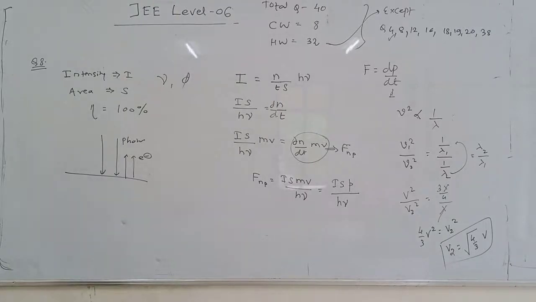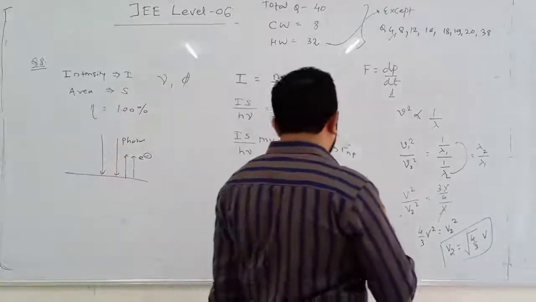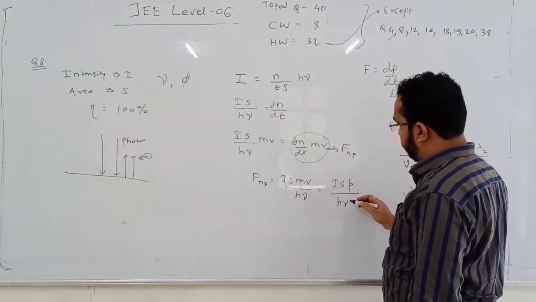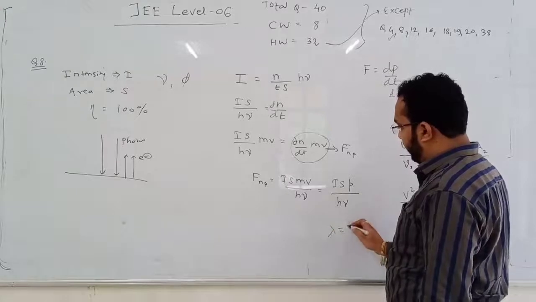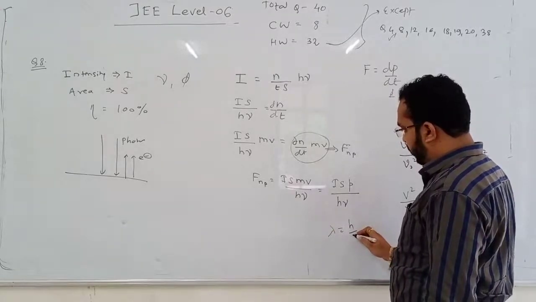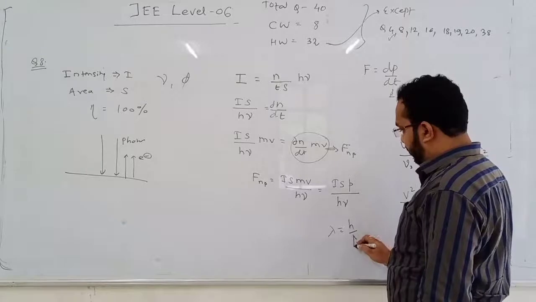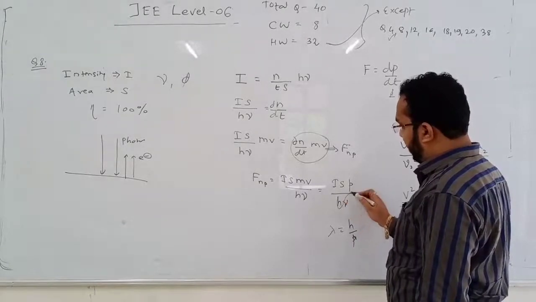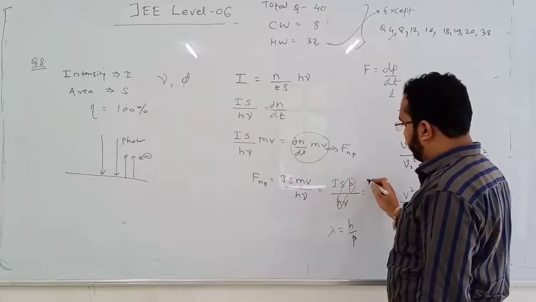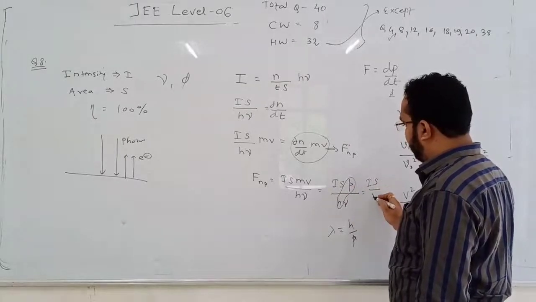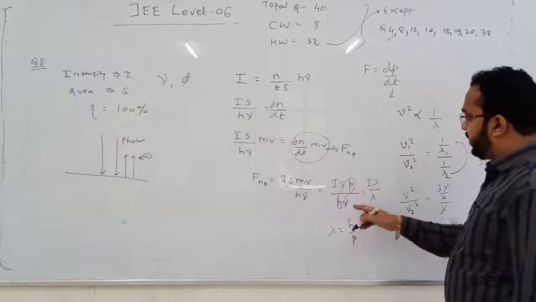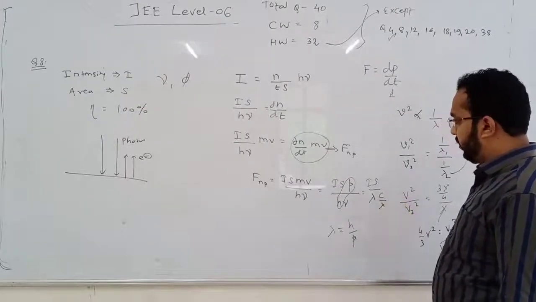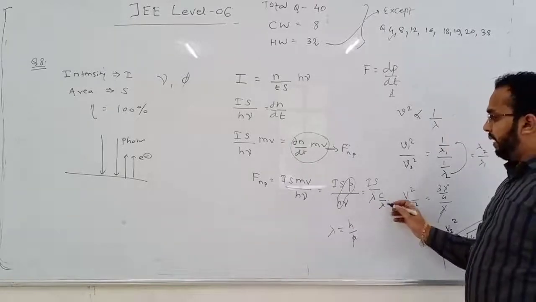So here what else can we write? Look here. According to de Broglie, lambda is equal to h upon p. So this will become lambda. So is upon lambda, and this mu can be written as c upon lambda. Mu can be written as c upon lambda.